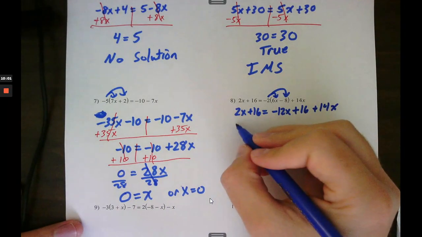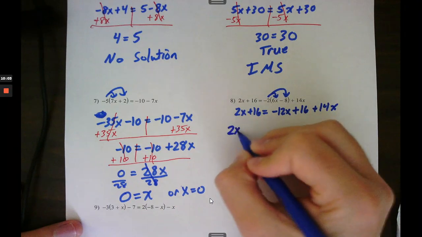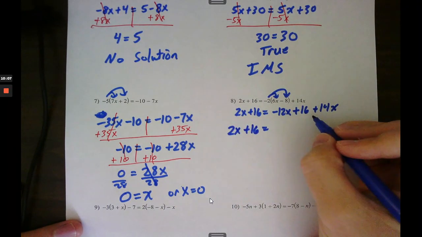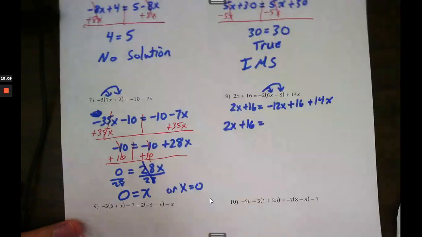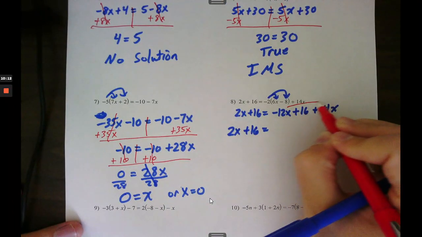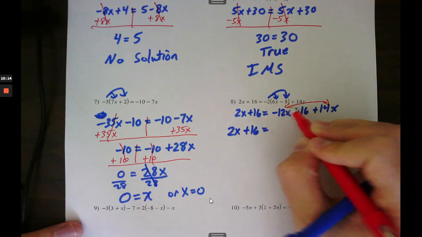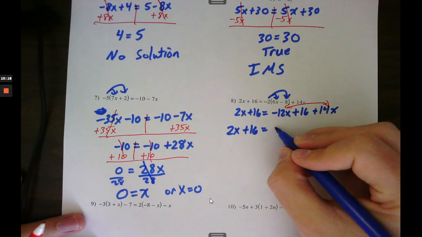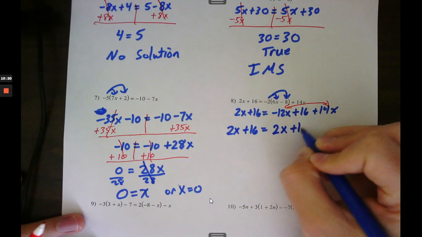Alright, so I'm going to come down and I'm going to continue simplifying. Do I have anything over here that I can continue to simplify? I do. Right? I have the negative 12x and the 14x. Those are like terms. So what is negative 12 plus 14? It's positive 2. So 2x plus 16.